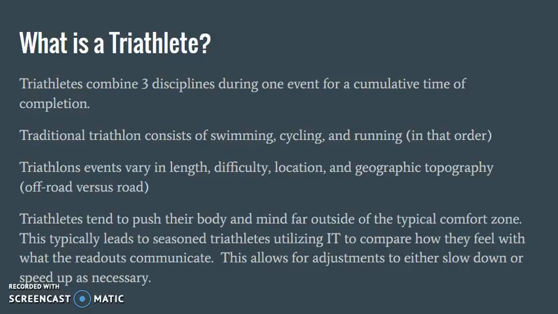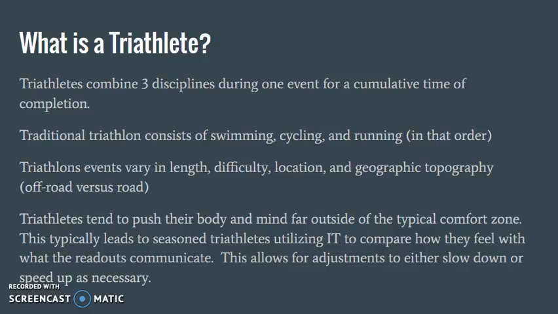I'd like to start with defining the triathlete. First of all, triathletes combine 3 disciplines during one event for a cumulative time of completion. Then they compare that time to other athletes for placement and finish. Traditional triathlon consists of 3 sports: swimming, cycling, and running back to back in that order, with the transition time as quick as possible between disciplines. The time in between counts.